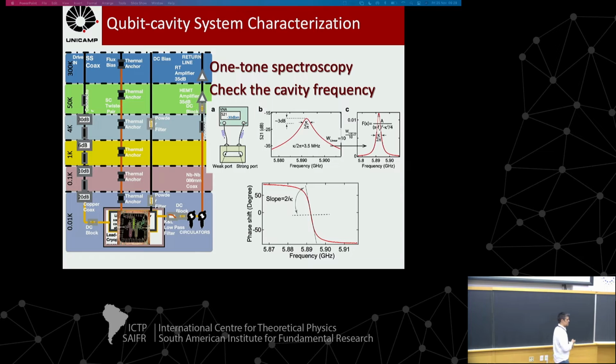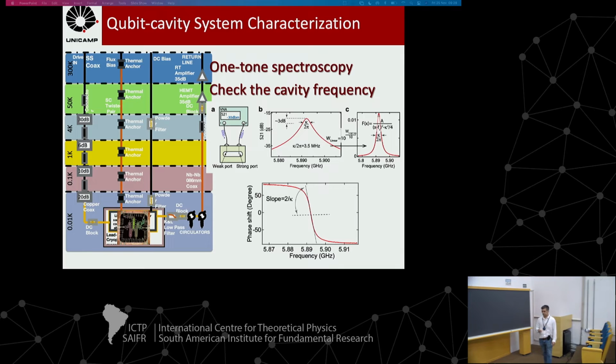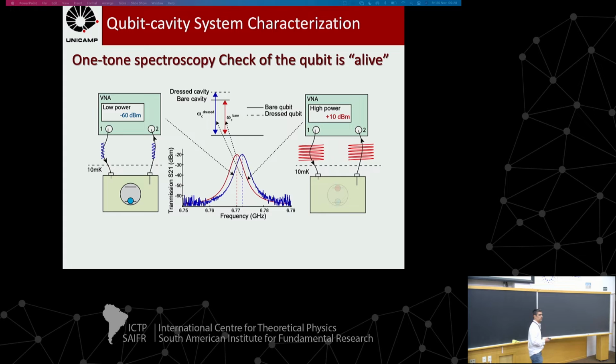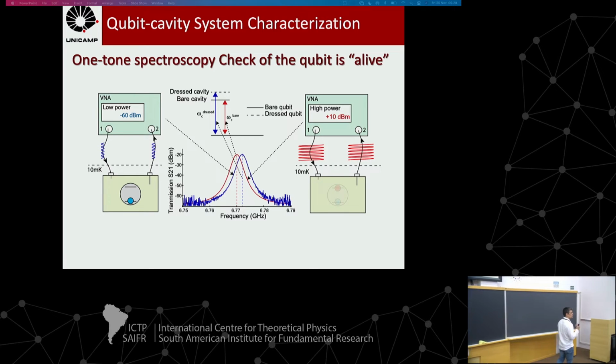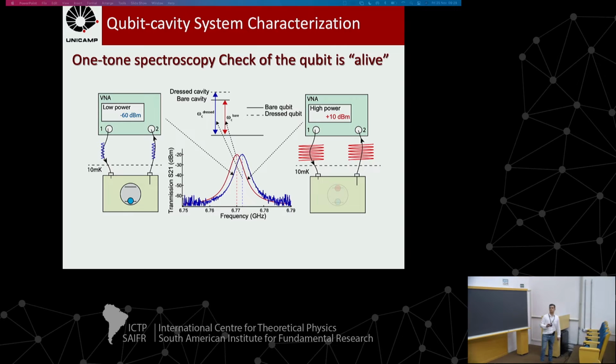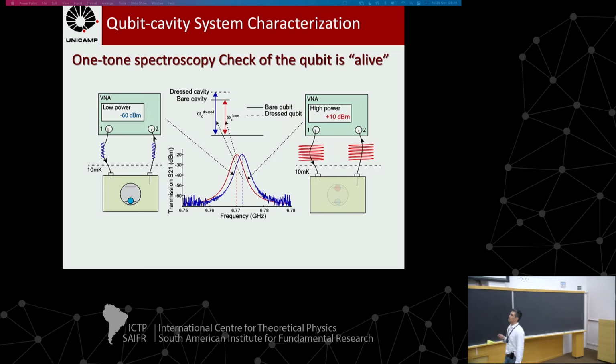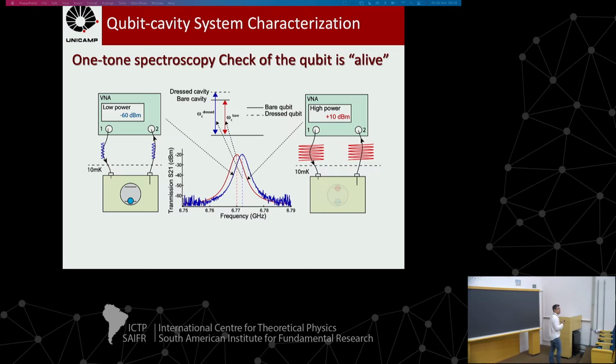Now I need to see if my qubit is alive. If I have a qubit there, and if the qubit is working properly. And for that, we do a second kind of measurement. First, when you are looking for the cavity, we send a lot of photons to the cavity to receive a lot of photons back, and then we can have an idea what's the behavior of the cavity with high power. Then, now that we know what's the resonance frequency of the cavity with high power, we start to reduce the power, or the number of photons we are sending to the cavity.